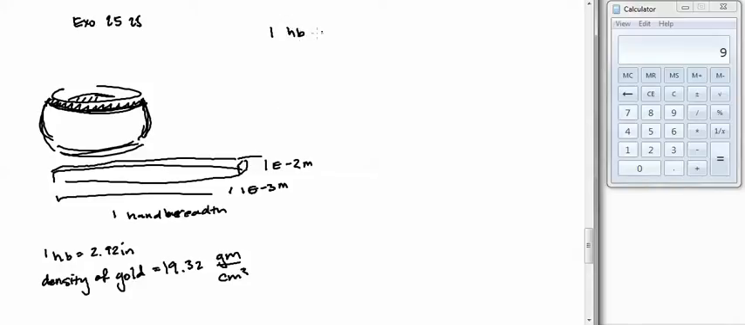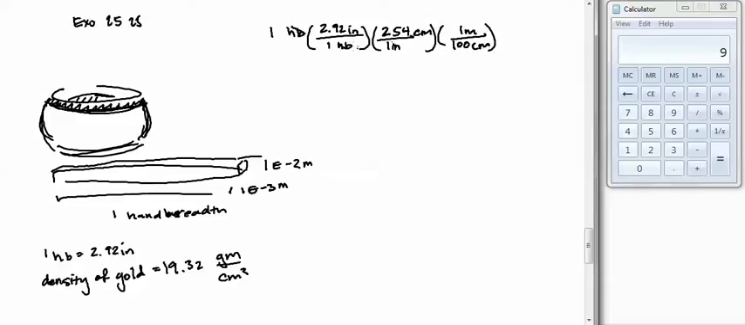1 HB, convert that to inches, because I want to convert that to meters, so that way I can figure out what the volume of this thing is. So let's see. 1 hand breadth is equal to 2.92 inches, and I know that 1 inch is 2.54 centimeters, and I know that 100 centimeters is equal to 1 meter.